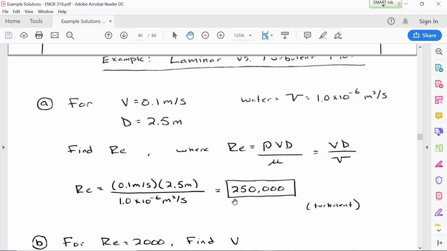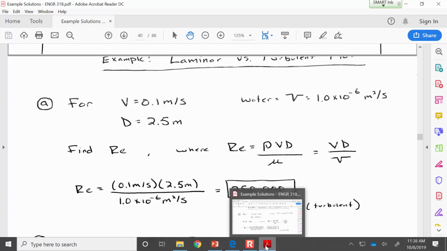By the way, if you look at the units of Reynolds number, it turns out to be unitless. So we had velocity times diameter divided by kinematic viscosity. So in the numerator, that was meter squared per second. In the denominator, meter squared per second. So it cancels out to be unitless. So through the pipe, the conditions are turbulent.